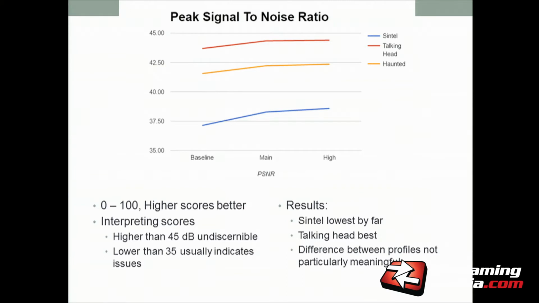So Syntel is the lowest, talking head is the best, and we see very little meaningful difference between the 3 profiles. We see that baseline is in fact always the worst. Main is higher than baseline to a much greater degree than high improves quality over the main. Does that make sense? Okay, so this is peak signal to noise.